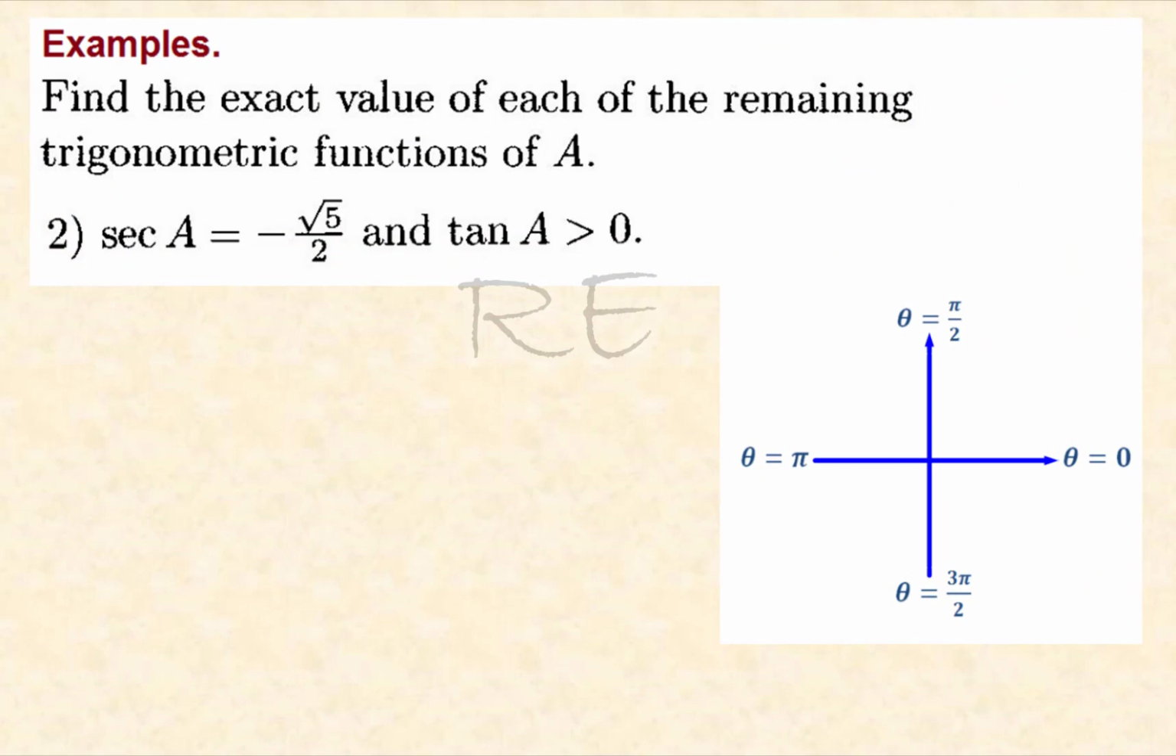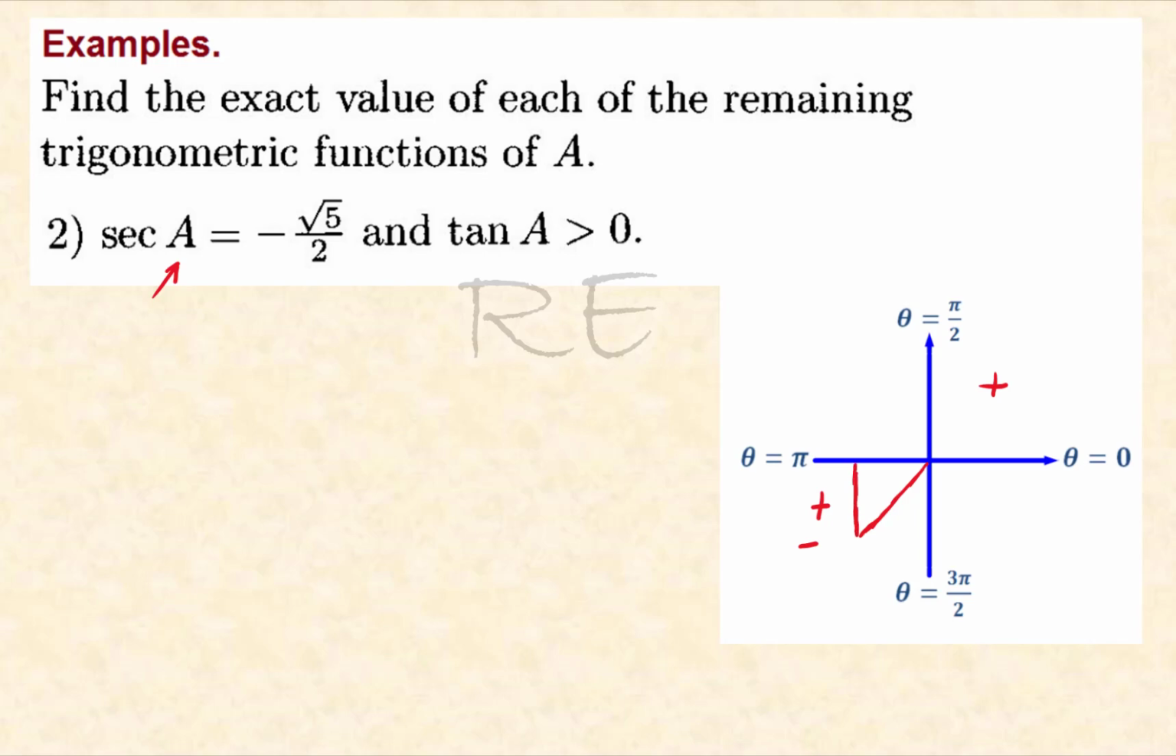Secant A is equal to negative square root of 5 over 2, and tangent is positive. So tangent is positive and secant, 1 over cosine, is negative. Tangent is positive in the first and in the third quadrant. And secant, 1 over cosine, is negative in the second and third quadrant. So the third quadrant is where the angle is located.